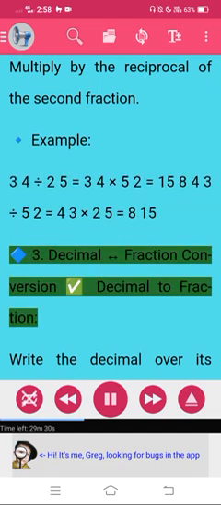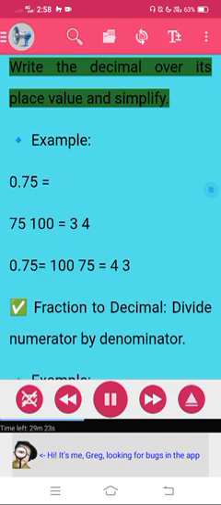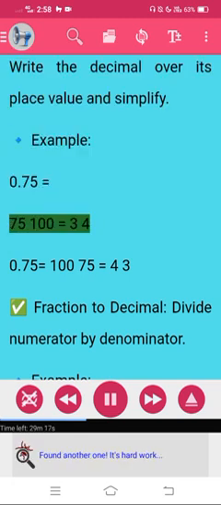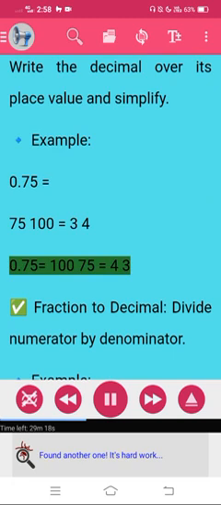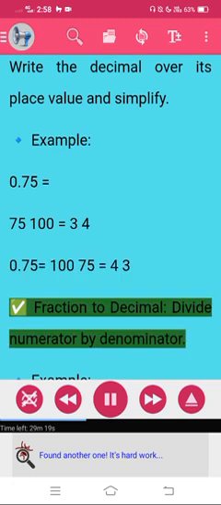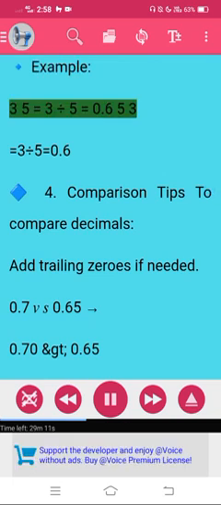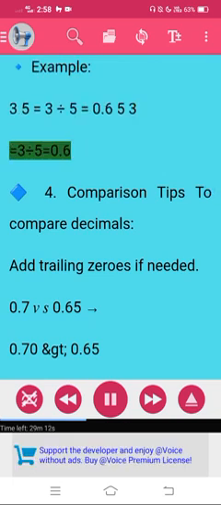Three. Decimal and fraction conversion. Decimal to fraction: write the decimal over its place value and simplify. Example: 0.75 equals 75/100 equals 3/4. Fraction to decimal: divide the numerator by the denominator. Example: 3/5 equals 3 divided by 5 equals 0.6.